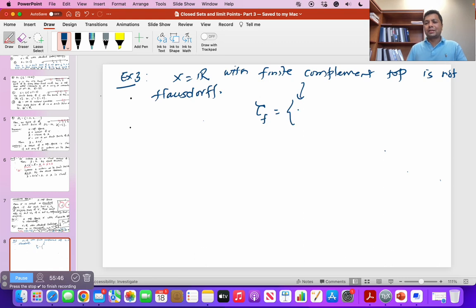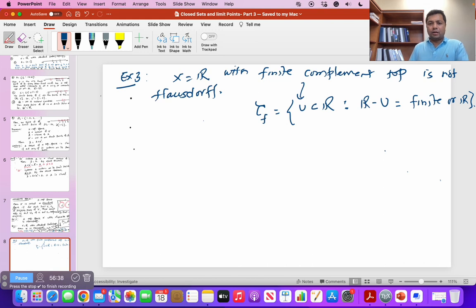So finite complement topology is the set of those subsets U of R such that the complement of that subset has to be either finite or all of R. So the collection of those subsets whose complement is either finite or all of R is called the finite complement topology on R. And we are saying that the set of real numbers under this topology is not Hausdorff, and we have already seen that the set of real numbers under the standard topology is Hausdorff. Now you can see that the Hausdorff property depends on the topology.